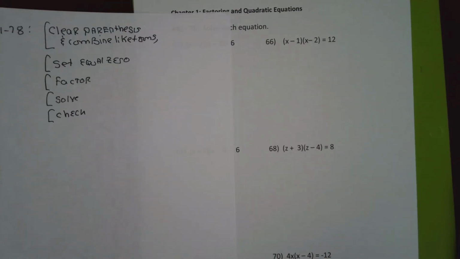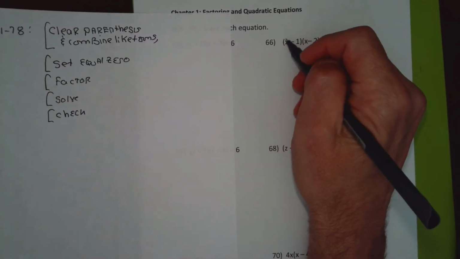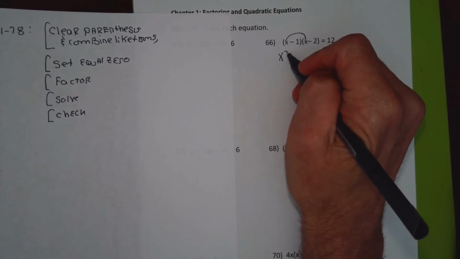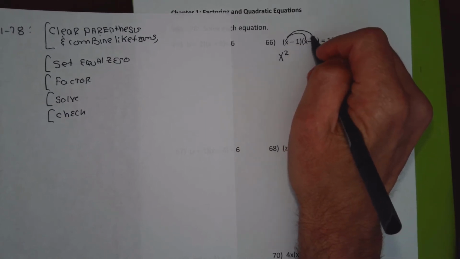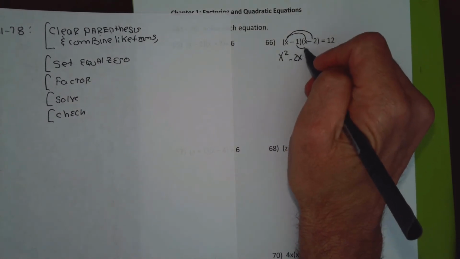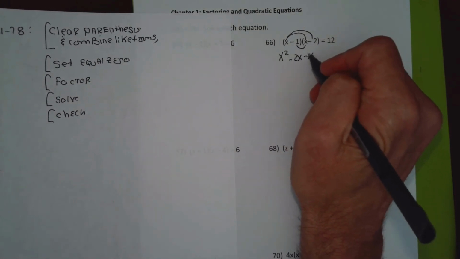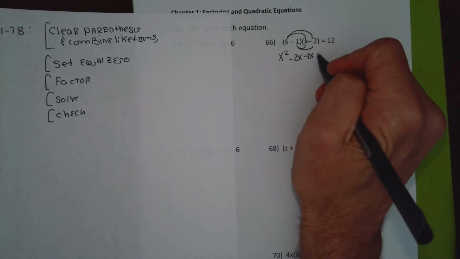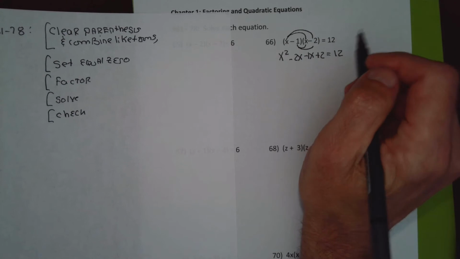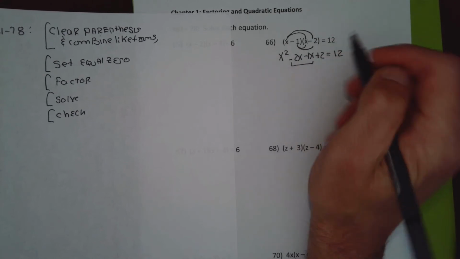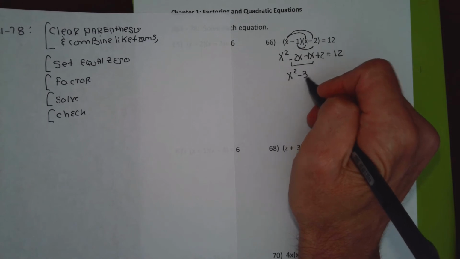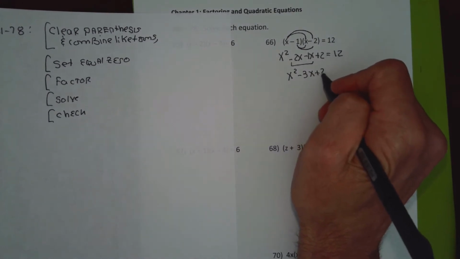First step, I'm going to clear the parentheses. On the left-hand side, to clear the parentheses, I'm going to multiply x times x and get x squared. X times minus 2 and get minus 2x. Minus 1 times x and get minus 1x. Minus 1 times minus 2 and get plus 2. That's clearing the parentheses. I'm going to combine these like terms. They're both negative, so I'm going to get a negative 3x plus 2.